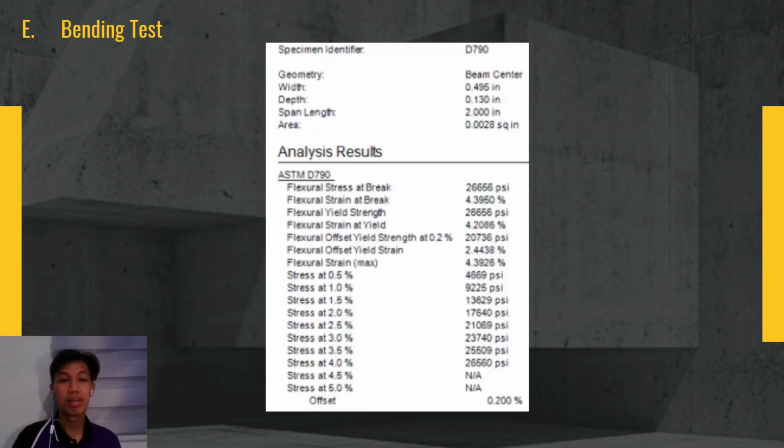So, here naman sa bending test, next dito ay yung isang type ng plastic with heat which is D790. Dito naman, na-determine na flexural stress at break nito ay umabot sa 26,656 pounds per square inch. Bale, yun yung pinakastress na kaya niyang i-hold bago siya ma-break. Then, about sa flexural strain at break naman niya ay umabot sa 4.4%.